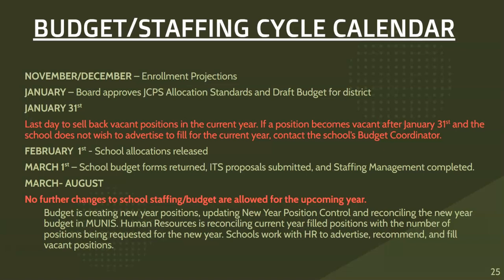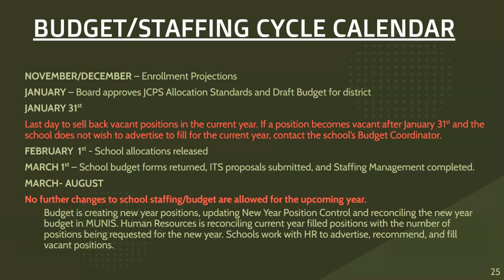February 1st, the school allocations are released, and they're due back on March 1st. Now, that's a fairly quick turnaround, but that's going to happen every year because we have a very tight time frame in order to prepare the position control and the new year budget for the new fiscal year. So from March until August, there's really no further staffing actions that are available to schools.